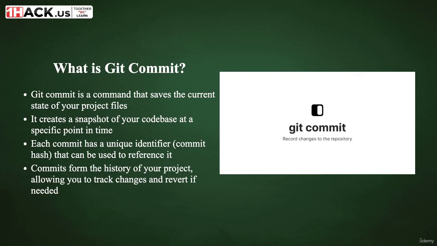The ability to create and manage these snapshots is a fundamental aspect of version control systems like Git. It enables you to keep track of your project's evolution, collaborate with other developers, and ensure the integrity of your codebase.